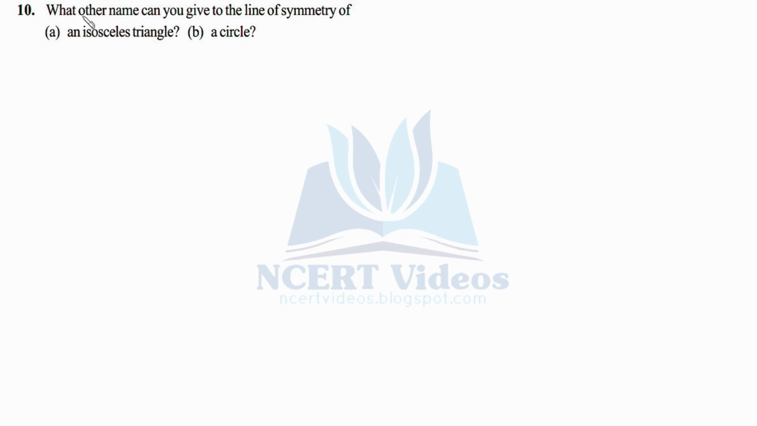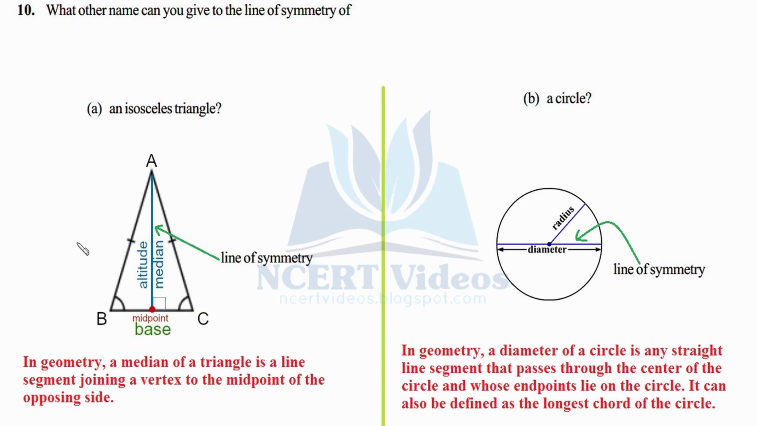10th, what other name can you give to the line of symmetry of an isosceles triangle? Be a circle. So in case of an isosceles triangle, let's remember what is median. In geometry, a median of a triangle is a line segment joining a vertex to the midpoint of the opposite side. That is, this is the base, and these are equal sides in case of isosceles triangle, and these base angles are also equal. That's all about isosceles triangle.